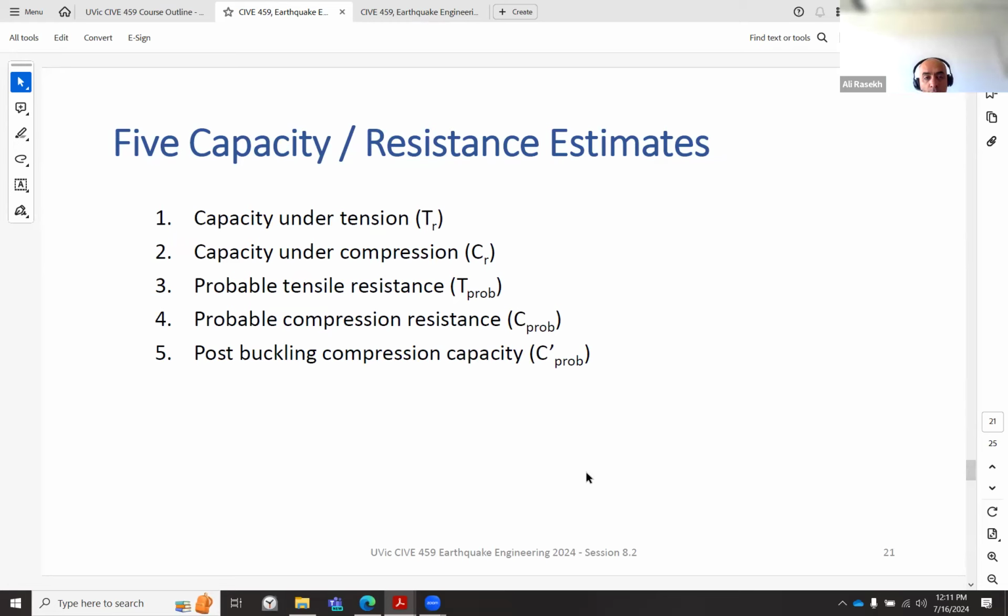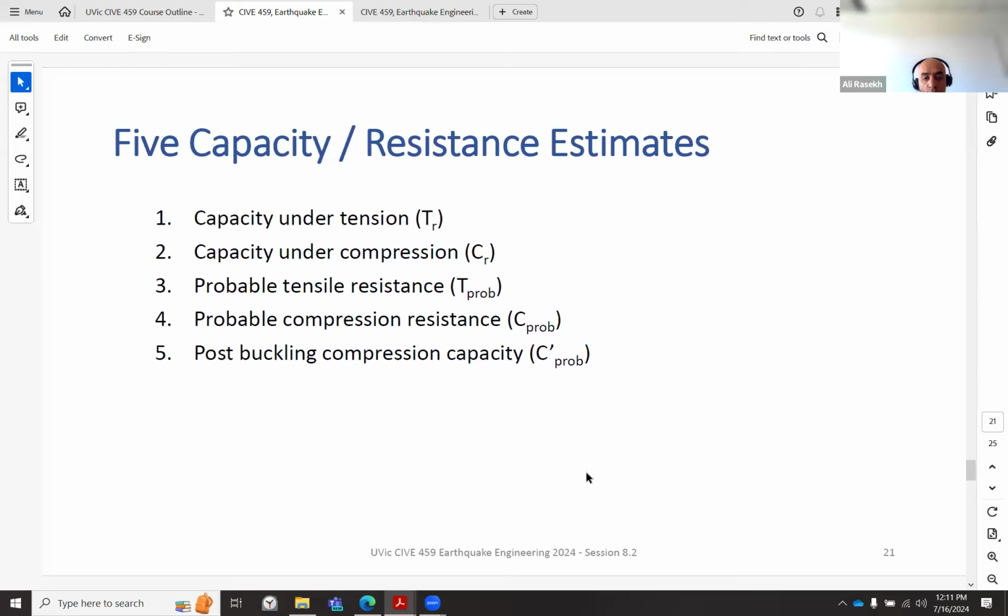Five capacity resistance estimates. So capacity under tension, the way you learned in your steel design. Capacity under compression, similarly, or you can read it from the manual of steel construction. Probable tensile resistance is basically the same thing as the capacity under tension. However, instead of Fy, you use R times Fy, like you increase it.